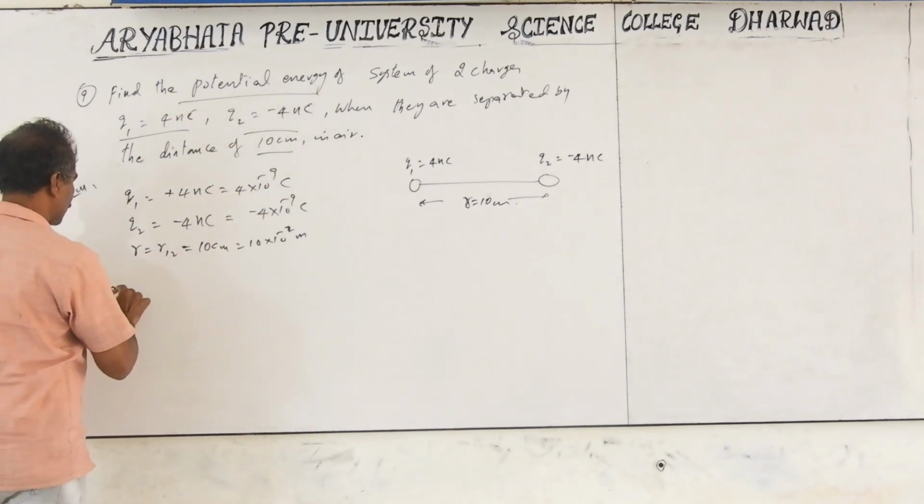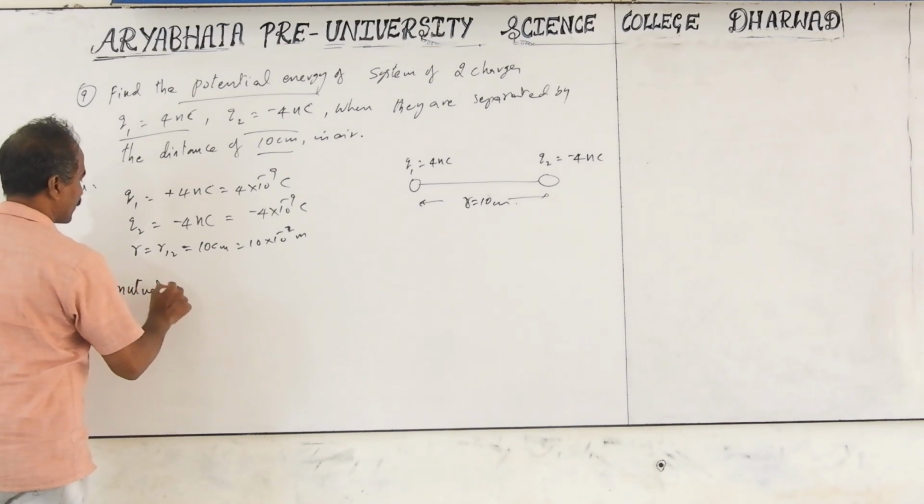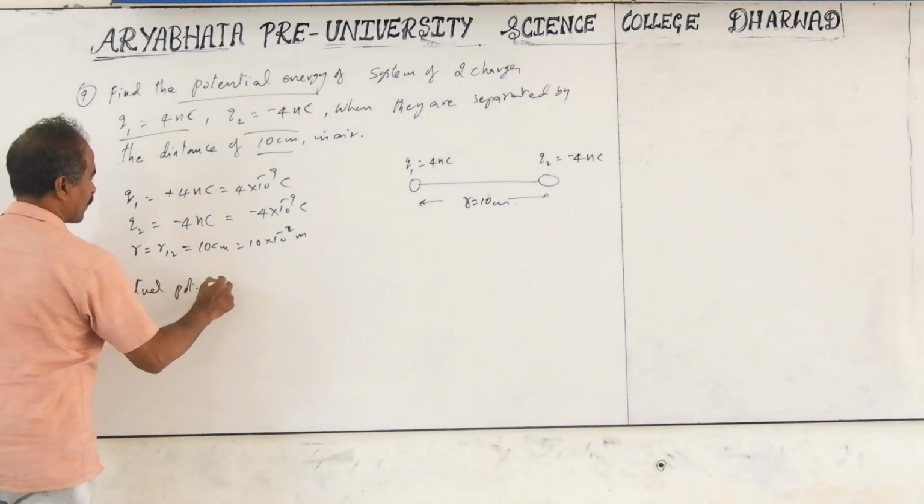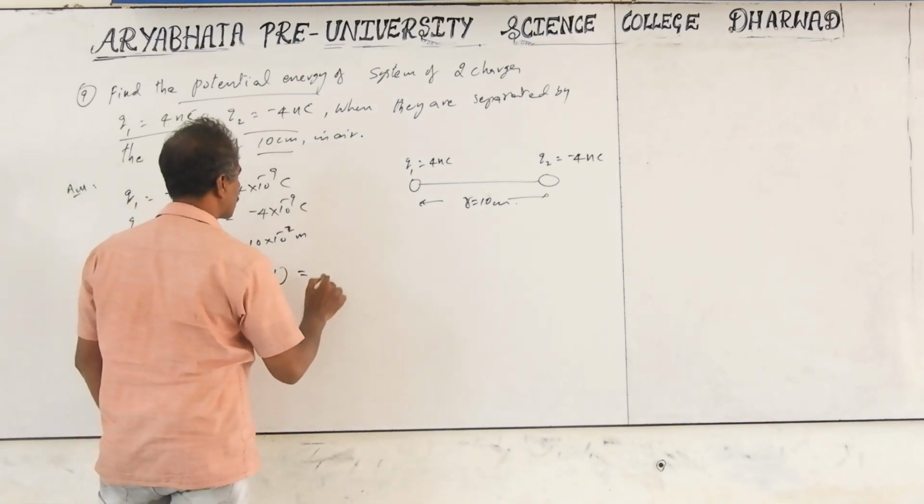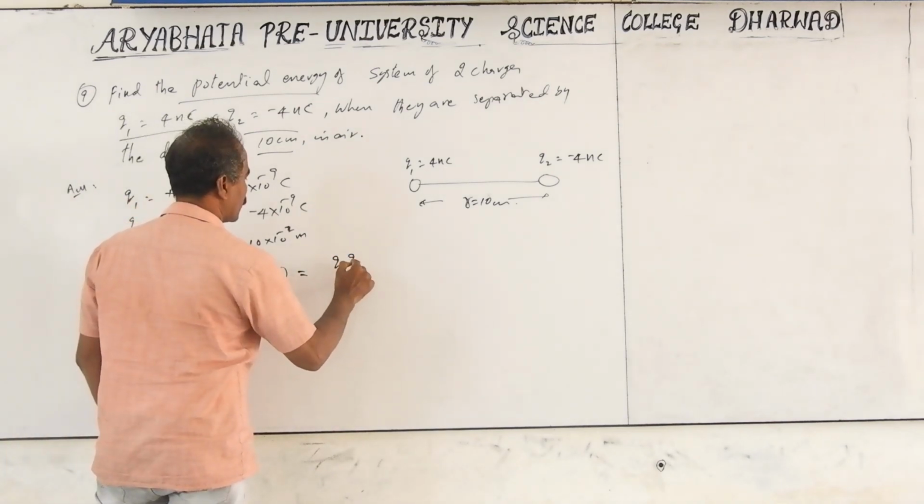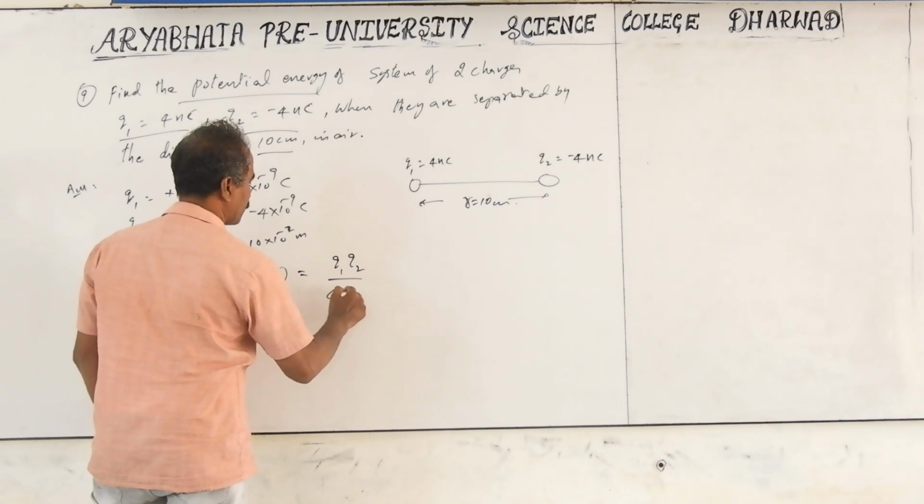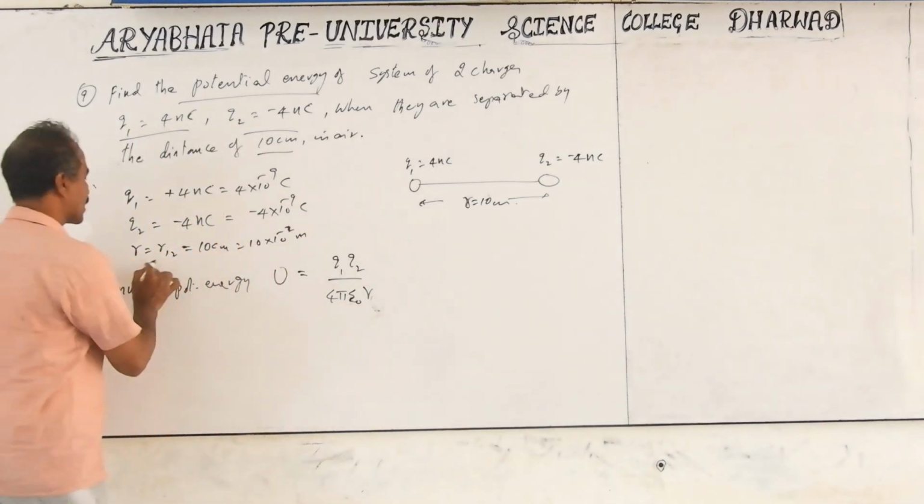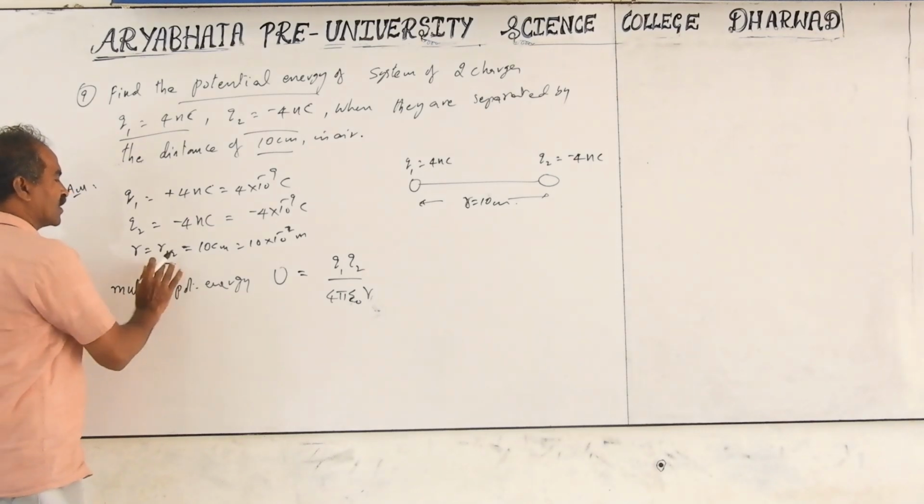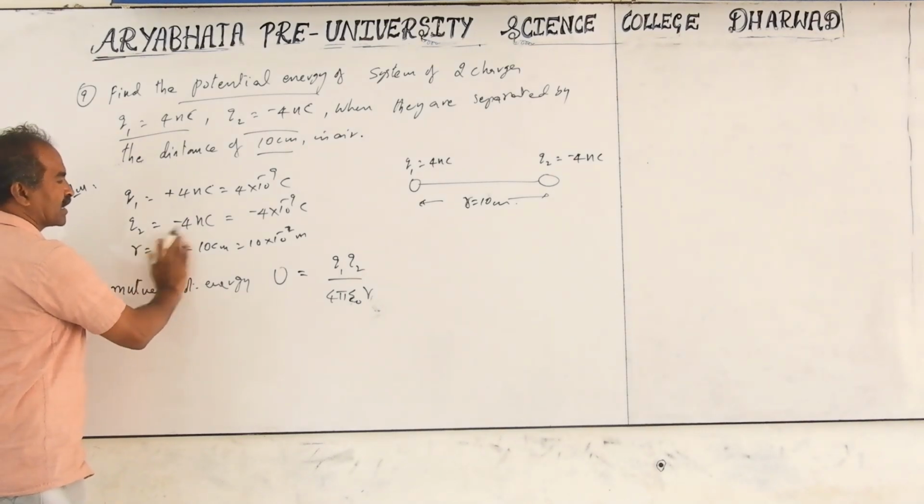We take the energy U12, or just U, equal to Q1 Q2 by 4 pi epsilon naught into R12, or equivalently R. I give it as both R and R12, since sometimes in the exam they will give R12, but it is not necessary to write R12. Let us simply write R.